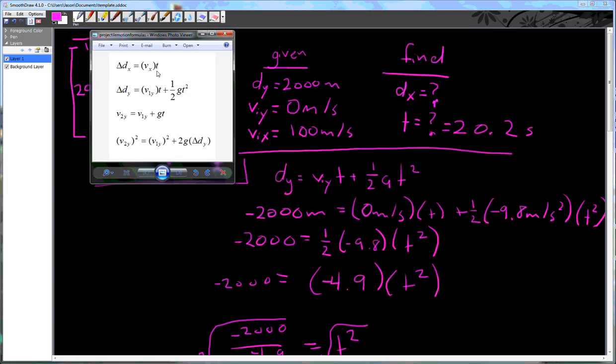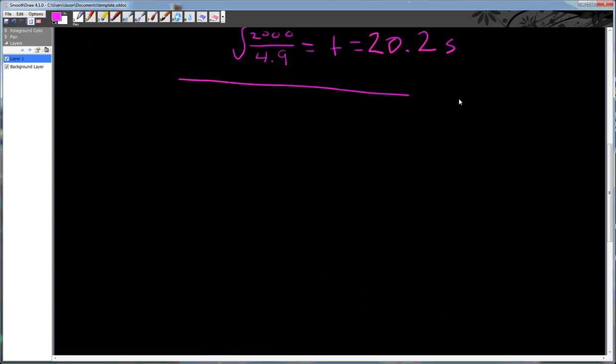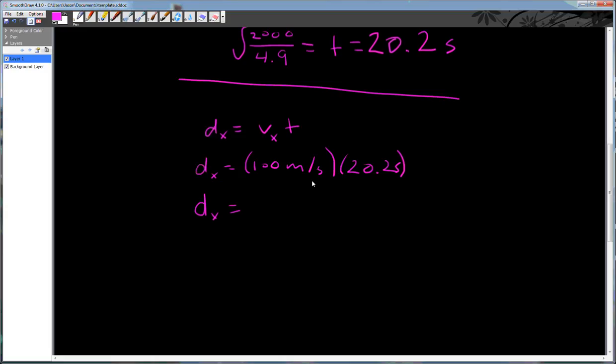equals Vx times t to solve for our dx. We know our Vx, we know our t. That'll allow us to find dx. So scrolling down for some empty space. dx equals Vx times t. dx equals 100 meters per second times 20.2 seconds. Now we can see meters per second, meters divided by seconds, times seconds. Those seconds will cancel out, leaving us with meters, which is what we want.